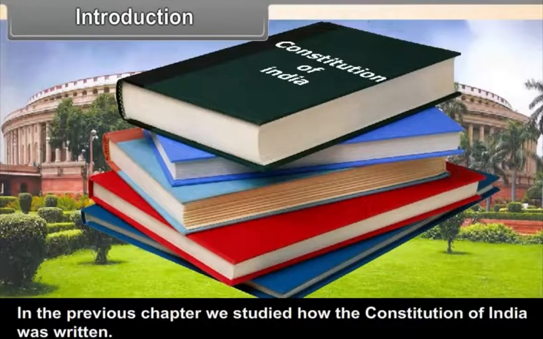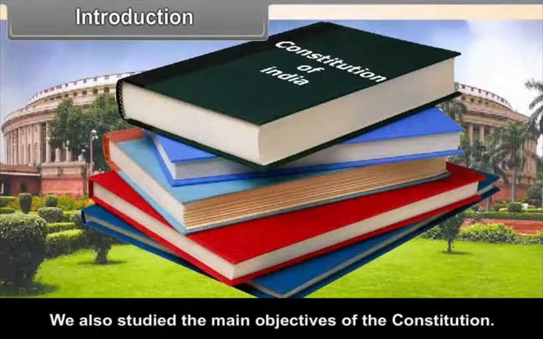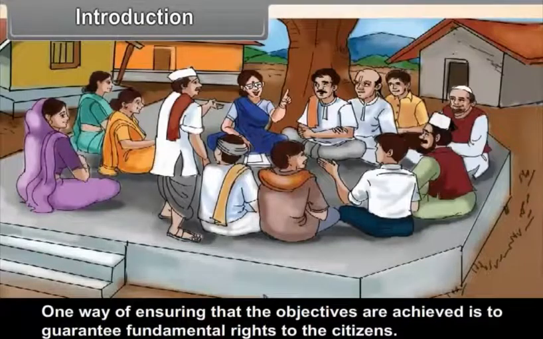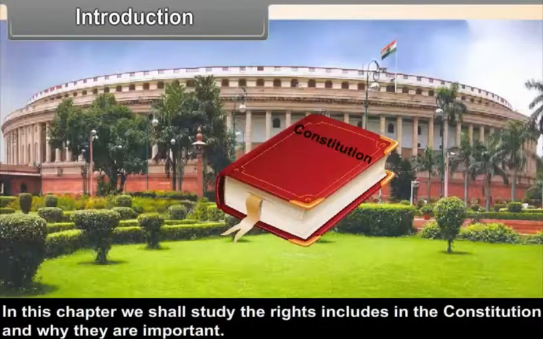Chapter 6, Fundamental Rights and Duties. In the previous chapter, we studied how the Constitution of India was written. We also studied the main objectives of the Constitution. One way of ensuring that the objectives are achieved is to guarantee fundamental rights to the citizens. In this chapter, we shall study the rights included in the Constitution and why they are important.